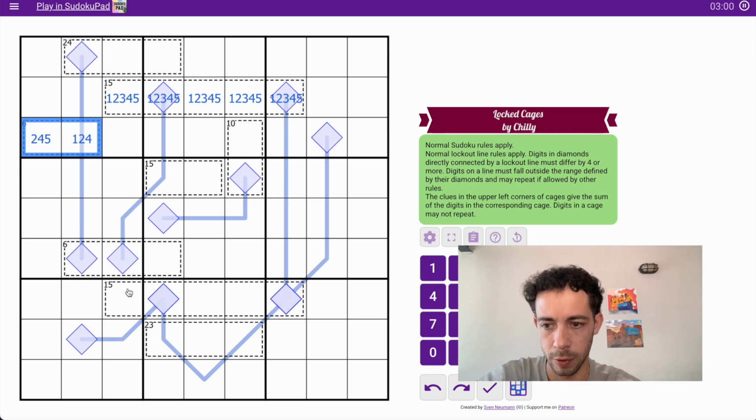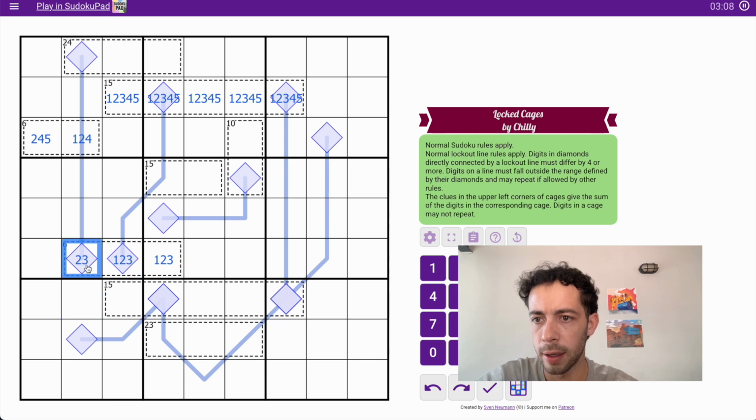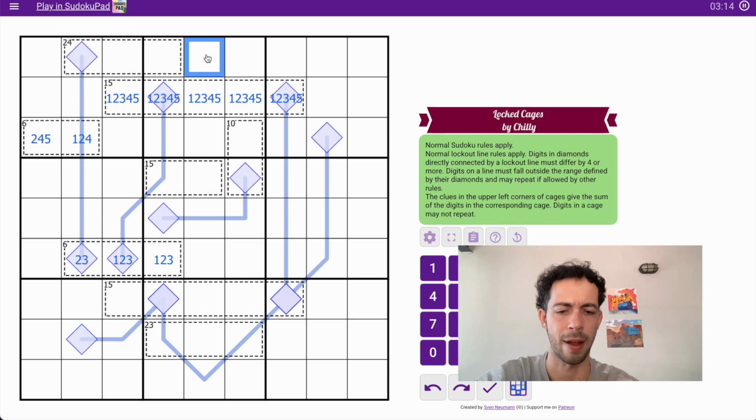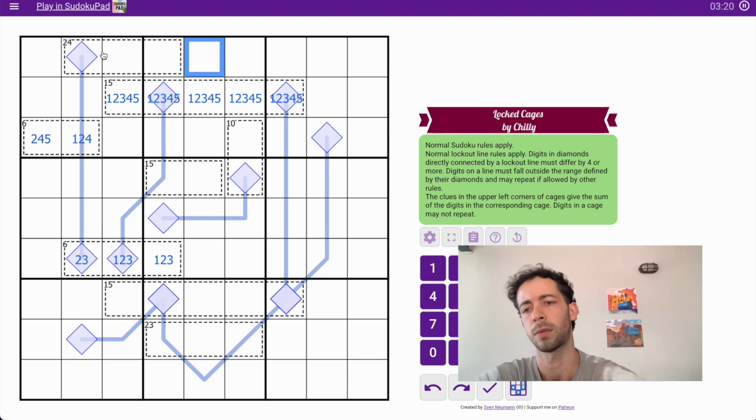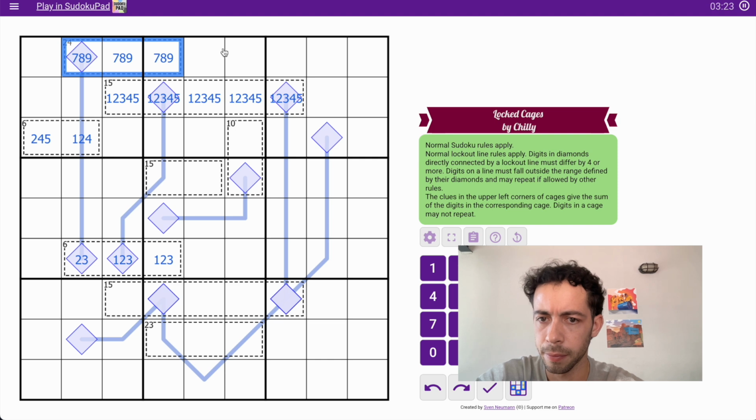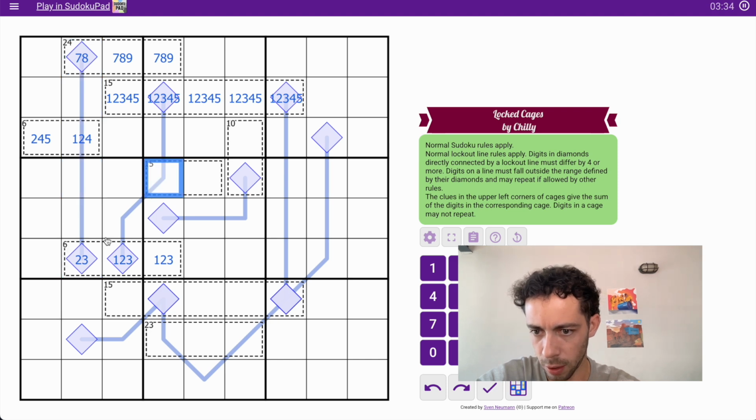Okay, 6 from 3 is going to be 1, 2, and 3. This cannot be 1 though. 24 from 3, gosh. Does that have to be 7, 8, 9? It does, yeah. That does have to be 7, 8, 9. So this can't be 9. It's either 2, 7 or 3, 8. So that helps us.